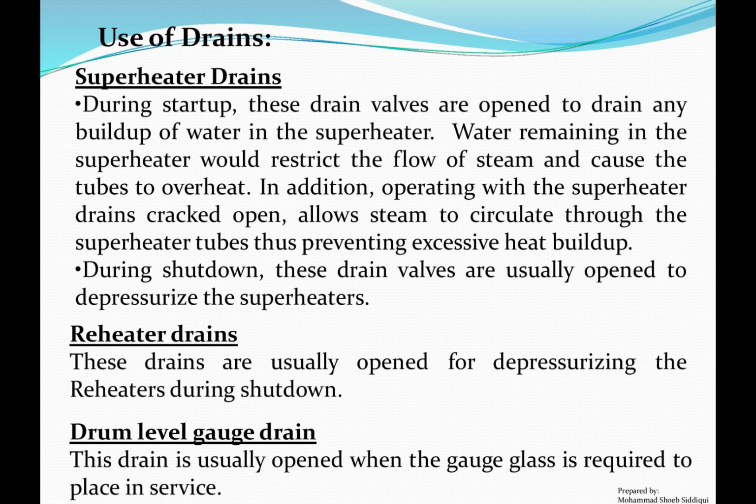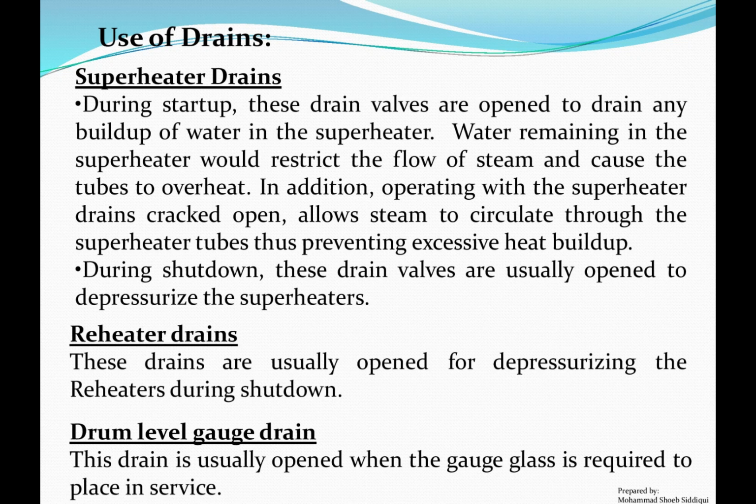Use of drains. Superheater drains. During startup, these drain valves are open to drain any buildup of water in the superheater. Water remaining in the superheater would restrict the flow of steam and cause the tubes to overheat. In addition, operating with the superheater drains cracked open allows steam to circulate through the superheater tubes, thus preventing excessive heat buildup. During shutdown, these drain valves are usually open to depressurize the superheaters.